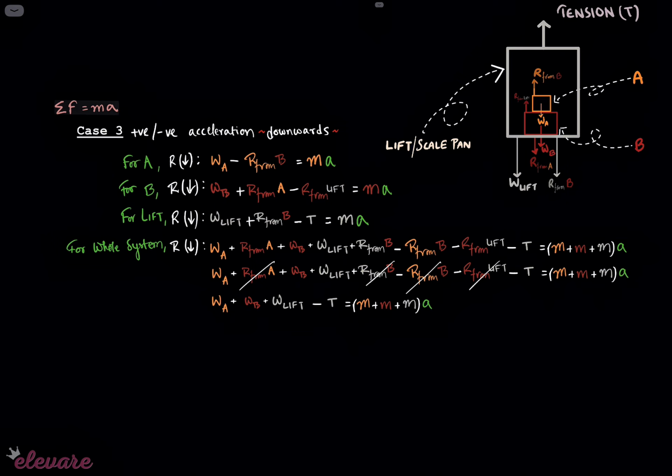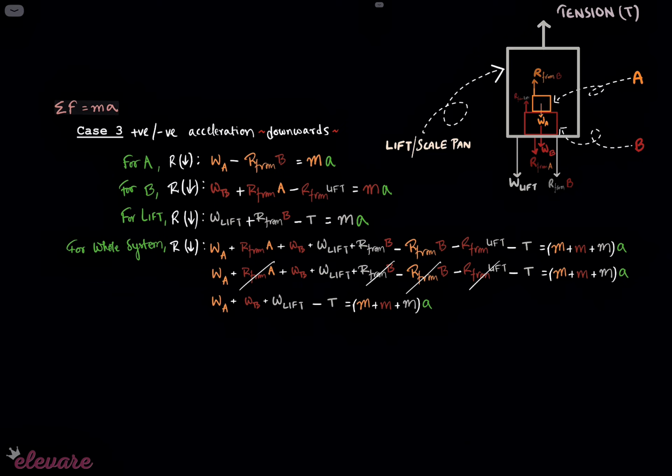If we do that, then for A, we're going to have the weight first as positive, and then we minus R from B, and that equal to mass times acceleration. Same for B as well. Weight plus reaction from A minus the reaction from lift, because the reaction from lift is acting up, equal to the mass of B times acceleration. Now for lift, we resolve downwards again. We have the weight and the reaction from B, and then minus the tension, equal to the mass of the lift times the acceleration, as you can see.